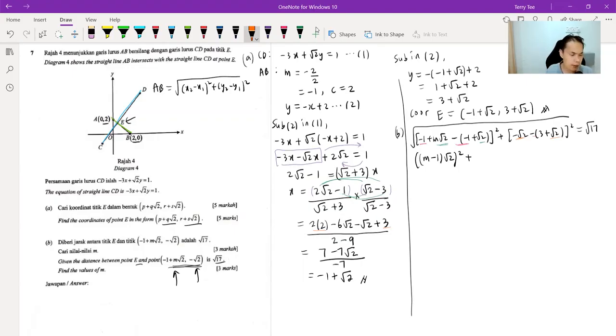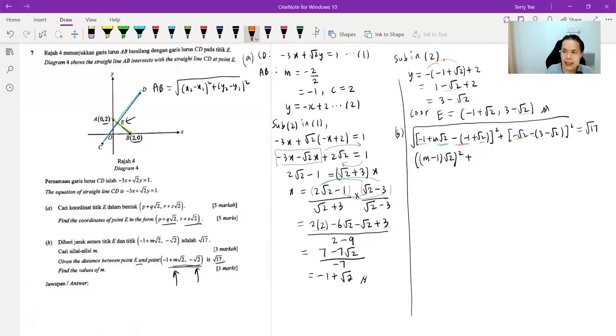Did I make a mistake here? This is 3 minus root 2. Okay, sorry, I made a mistake here. This coordinate here is 3 minus root 2 for coordinate point E, because earlier I forgot to multiply the negative, but there's a negative here. When you multiply in, it's a minus here. Can you see that? Minus here, sorry about that.